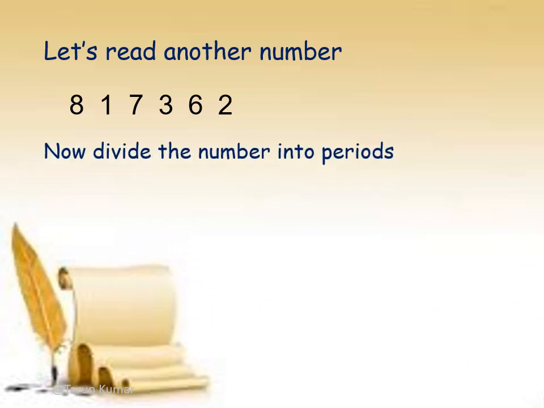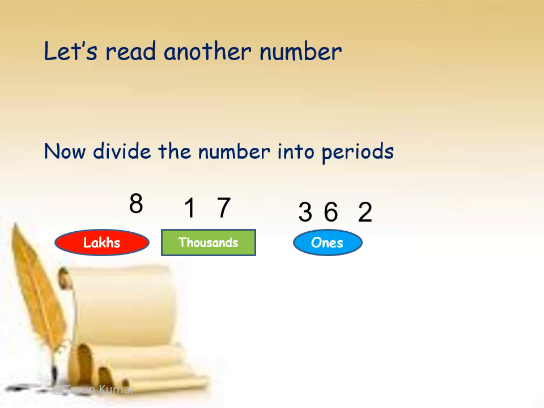Let's read another number, 8, 1, 7, 3, 6, 2. Now divide the number into periods. First, we have to group them. First of all, from the right, we have to take 3 digits as one group, as one period. So 3, 6, 2, one group, then 1 and 7, another group, then 8, another group. So these 3 periods are lakhs, thousands, and ones.